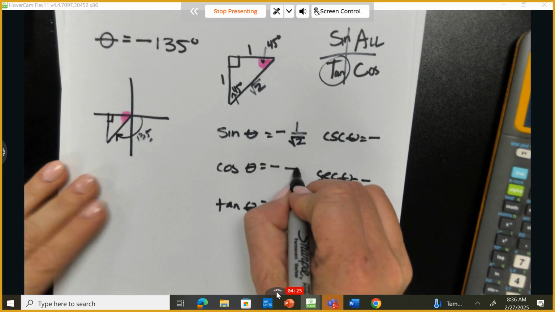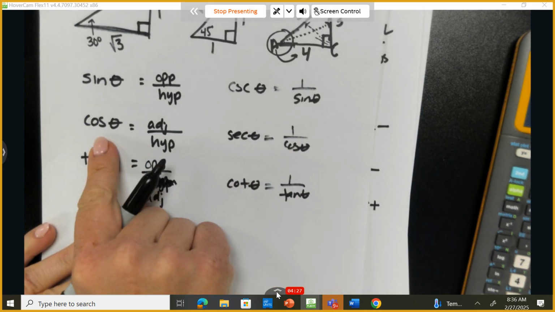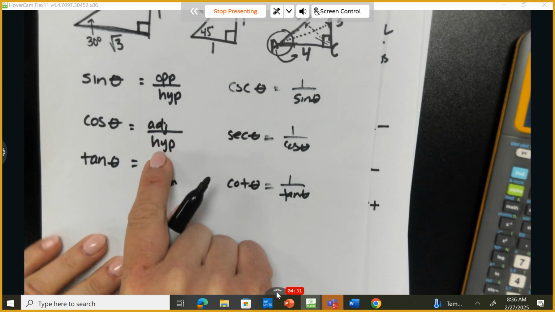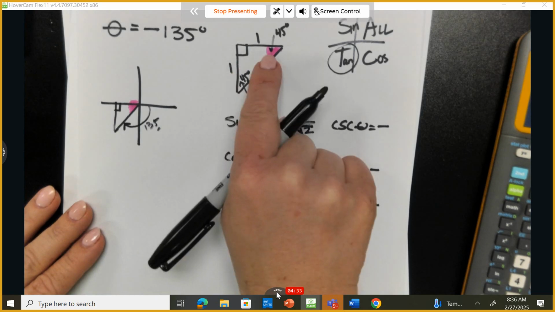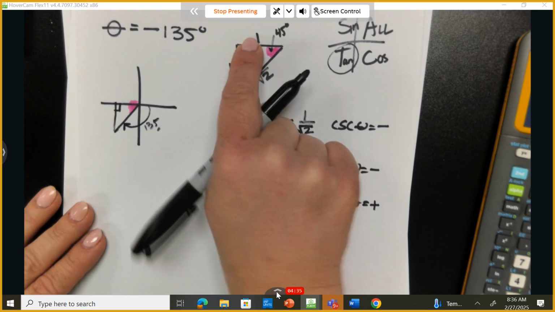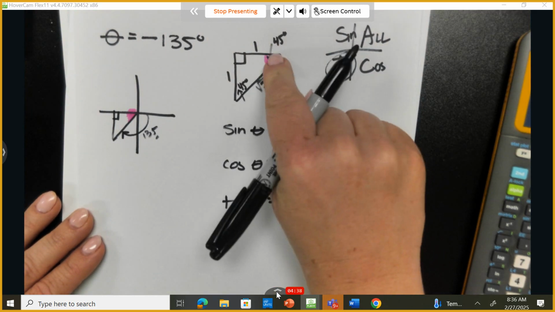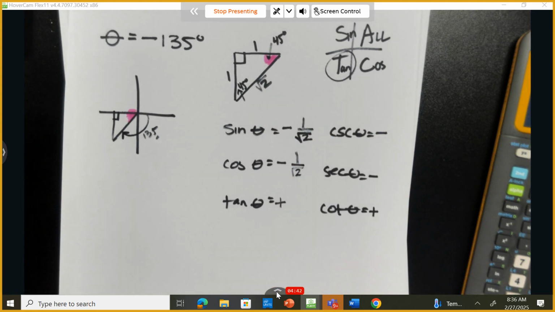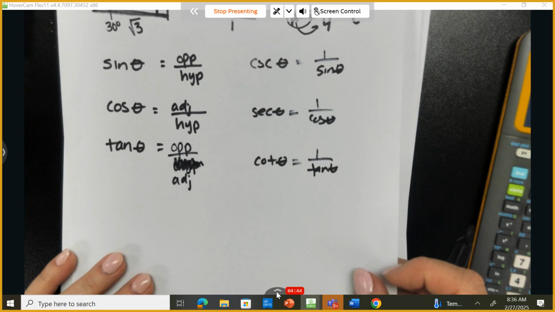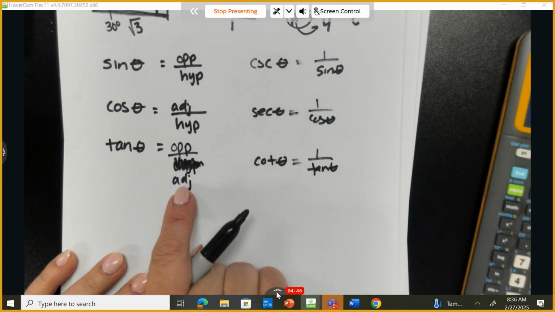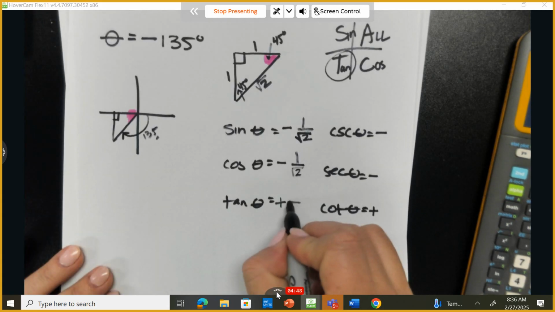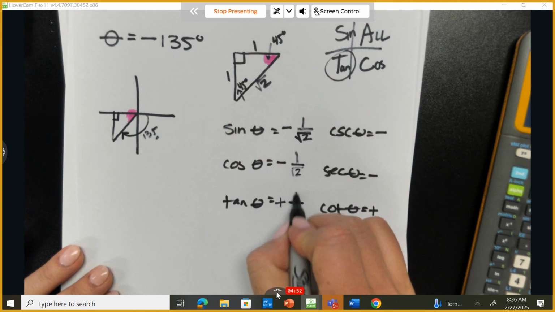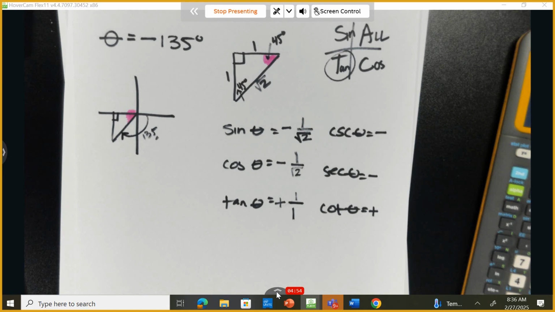Cosine. We're just going to follow the directions. Cosine, the manual says the top number is adjacent, the bottom number is hypotenuse. Got it. So from this angle, top number is adjacent, which is 1, and the bottom number is hypotenuse, which is across from 90. Tangent is opposite over adjacent. From this angle, opposite over adjacent, 1 over 1.